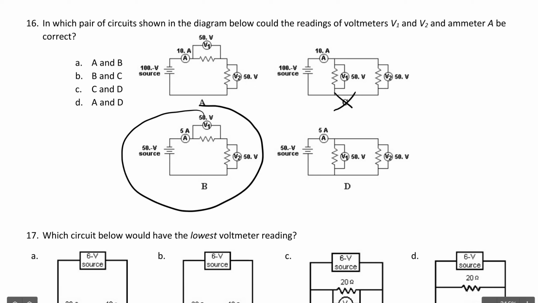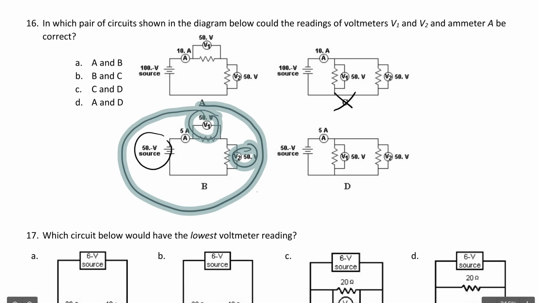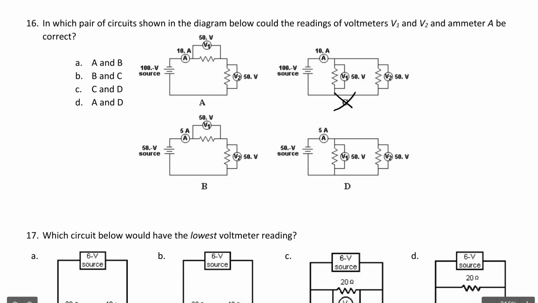Okay, let's see. Does 50 plus 50 equal 50? No, in a series circuit, the voltages should add up to the total voltage, so it can't be B. And then in D, they're connected in parallel, so 50 volts, 50 volts, 50 volts, the same. The voltage is the same everywhere. So A and D right now are looking pretty good, and that's the answer we're going to go with. Choice D, circuits A and D.